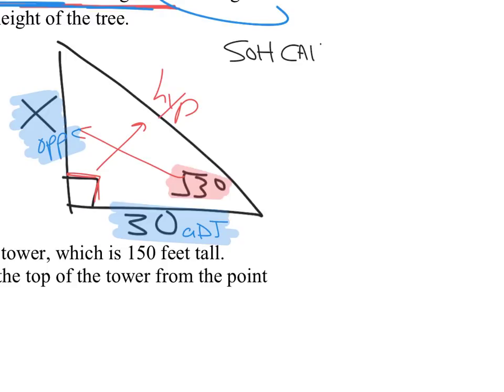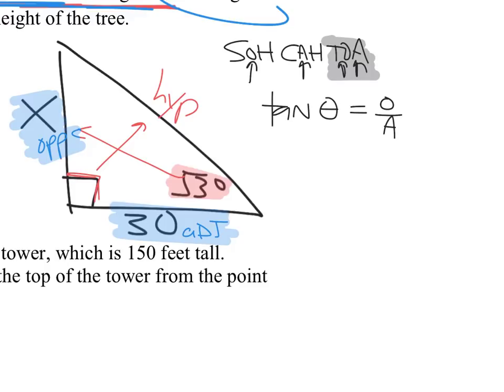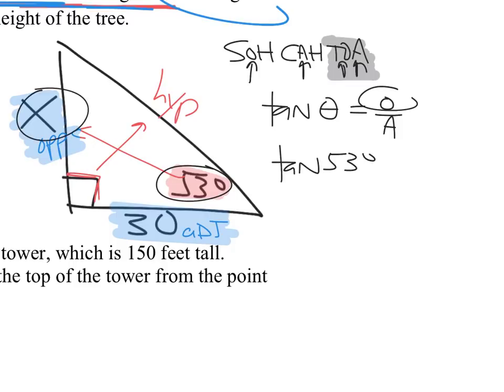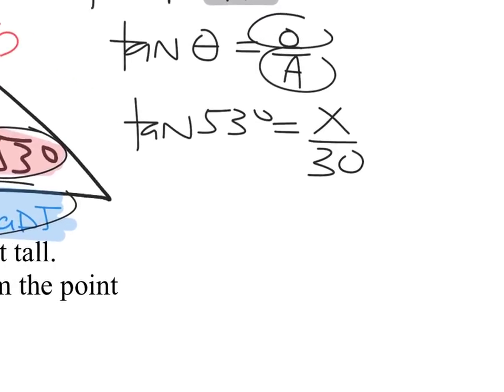I'll write out SOHCAHTOA and try to figure out which of the three I'm using based on these active sides. So the active sides are the O's and the A's. So this one's going to be a tangent problem. The tangent of the angle, the tangent of theta, equals opposite over adjacent. So I have the tangent of the angle. The angle is 53. That equals the opposite, which is x, over the adjacent, which is 30. So this is the equation that I'm using to solve.